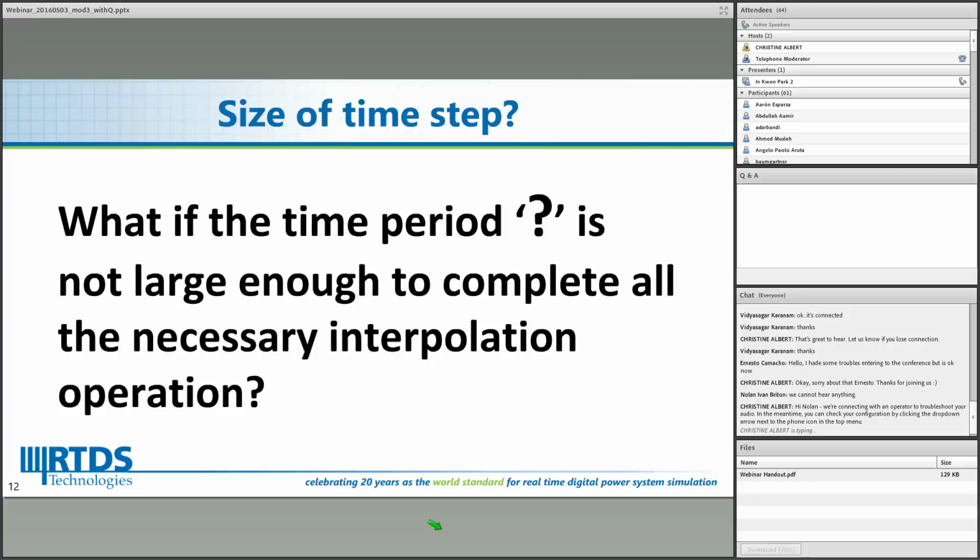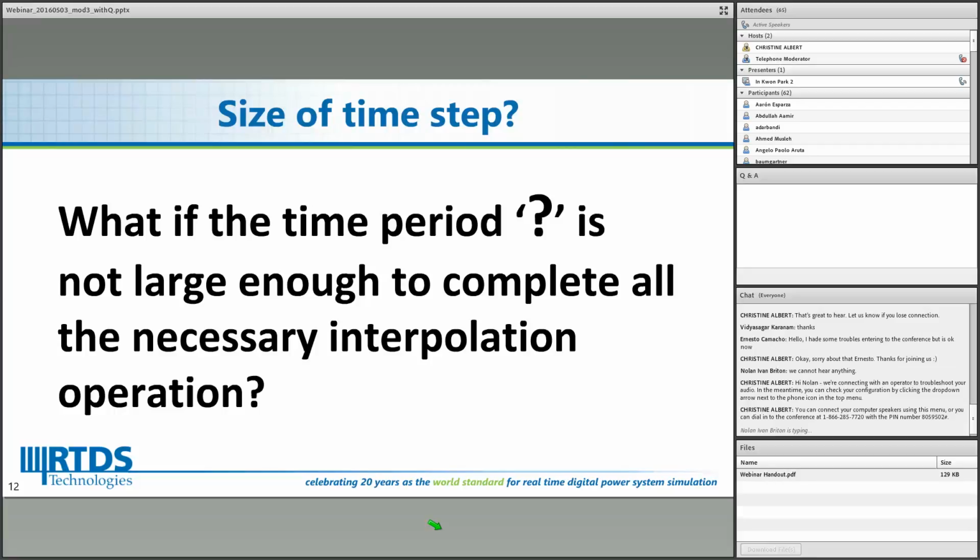So that's the implication coming with the real-time restriction. In the offline simulation world, because it has all the time in the world, it can do whatever it wants and spend whatever amount of time is necessary. But in the real-time world, because of the time step restriction, it's very difficult to complete that operation when the available time becomes very small. So that's the practical limitation coming with the real-time requirement.